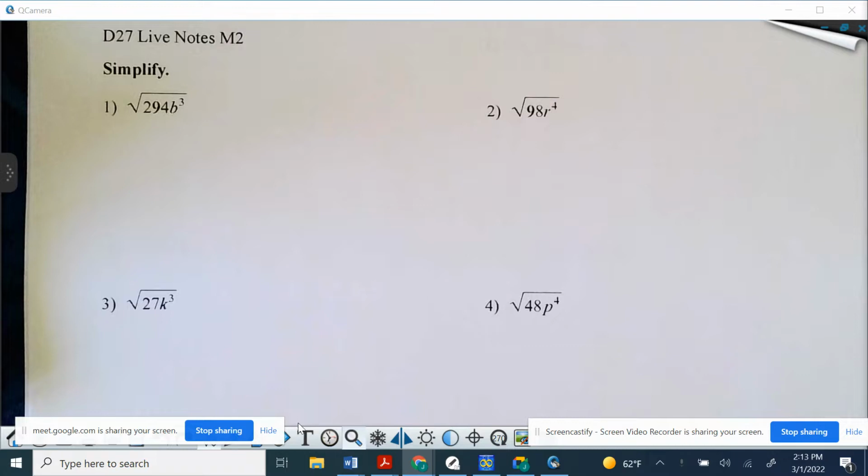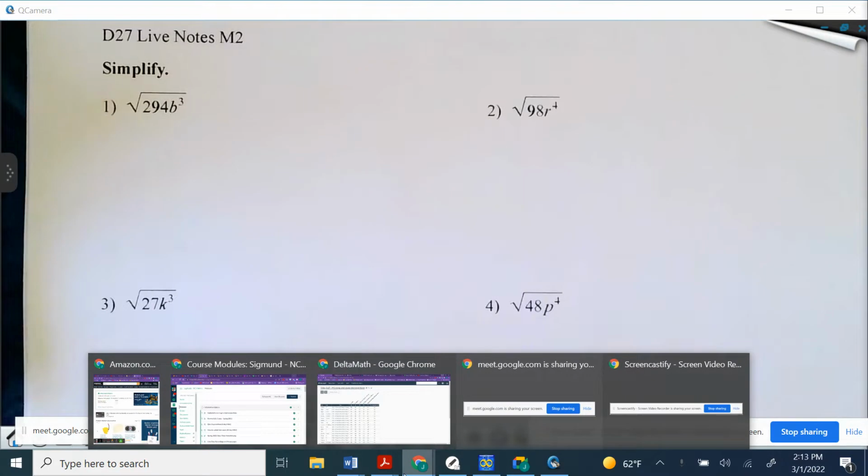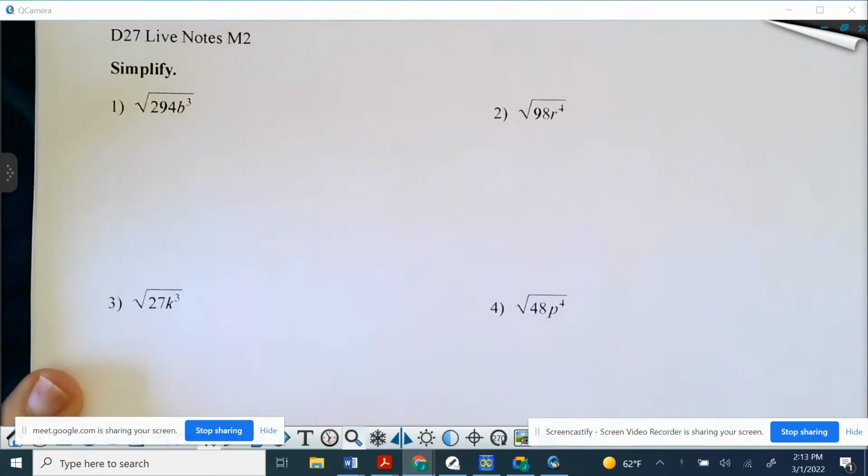Okay, so the first four that I had were just for simplifying. So that's not any of the multiplication or any of the operations. It's just remembering how to find the most simplified form. So you want to think about your perfect squares.